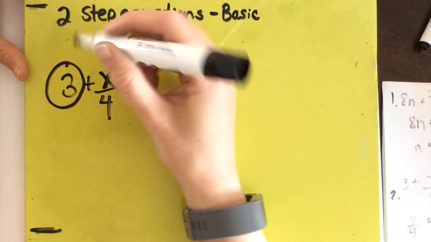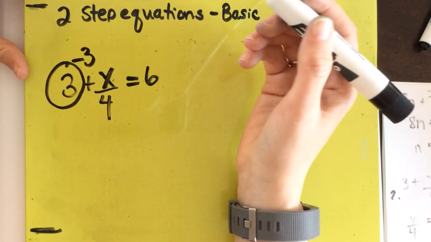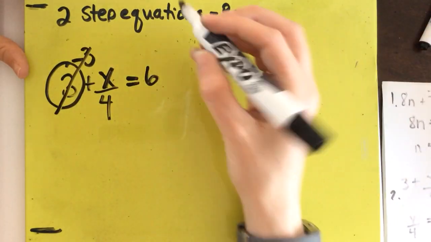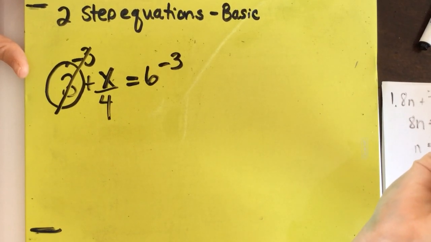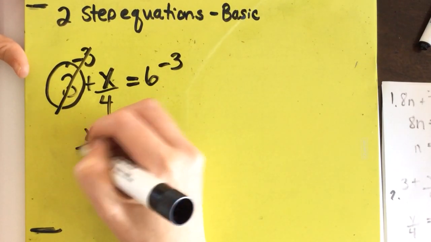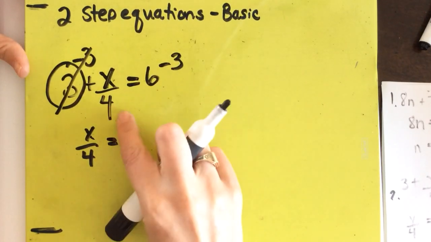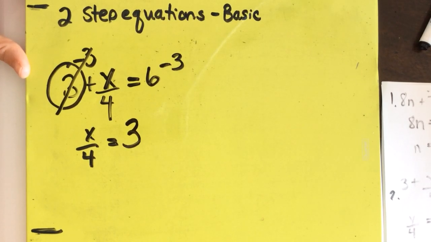If I have a positive 3, I'm going to get rid of that by subtracting 3, because subtraction is the inverse of addition. So that cancels out. But I must also subtract 3 from the other side to keep these equal. So I end up with x over 4 equals 6 minus 3, which is 3. So now I still have this divide by 4 attached to my variable.